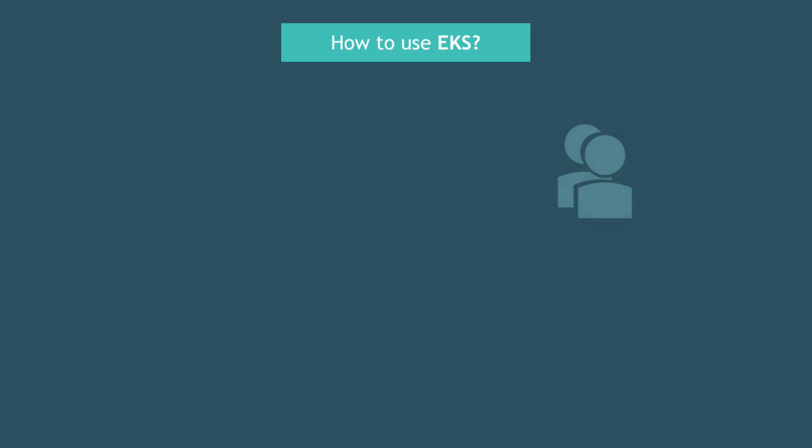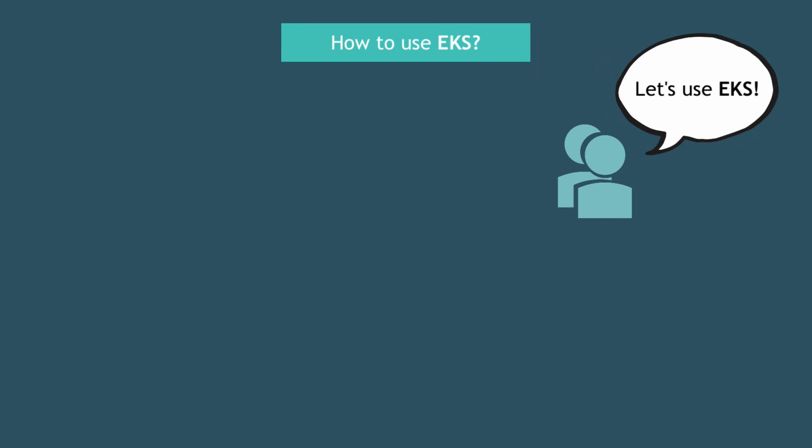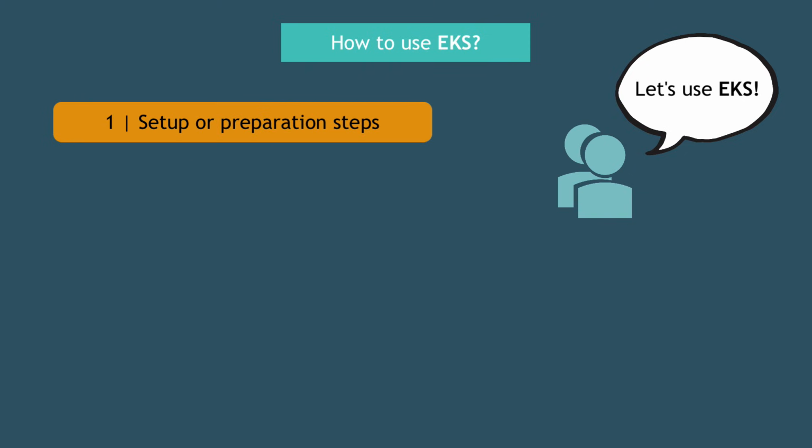Suppose you and your team have a small project which you want to run in Kubernetes, and you want to do that with EKS. In order to create the cluster with EKS, there are the following steps involved. Before you even create a cluster, you need to do some setup or preparation. First of all, obviously, you need to create an AWS account. There is a free tier for 1 year when you're a new user, so you can take advantage of that.